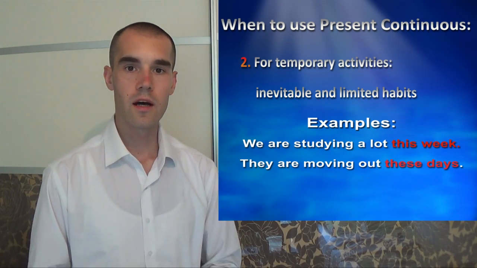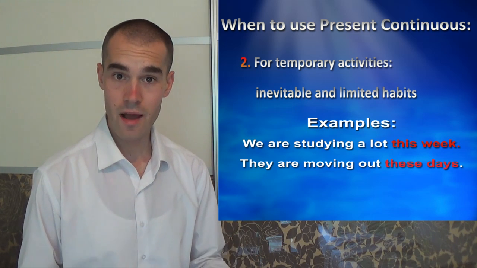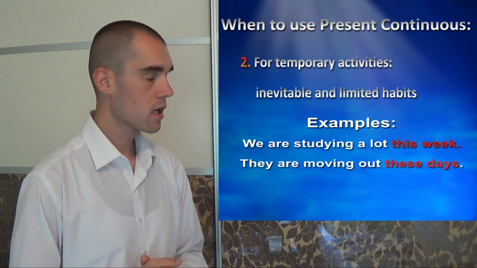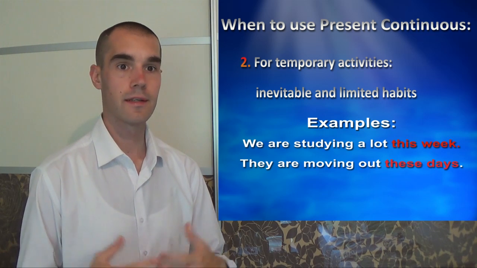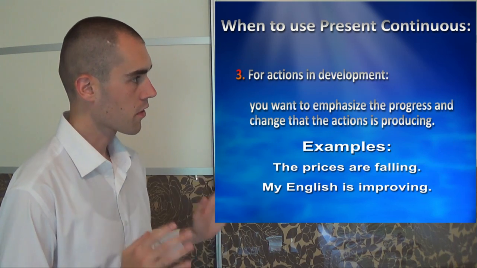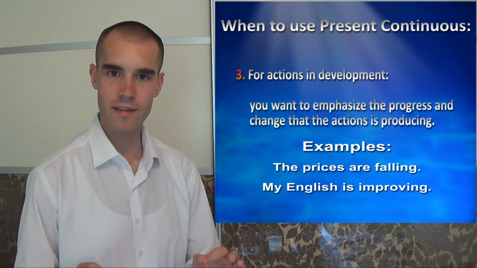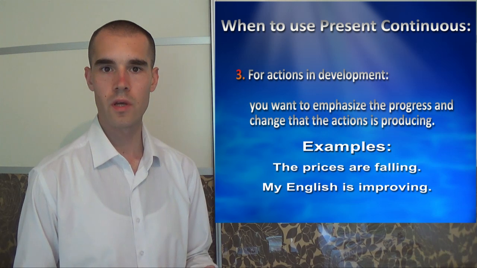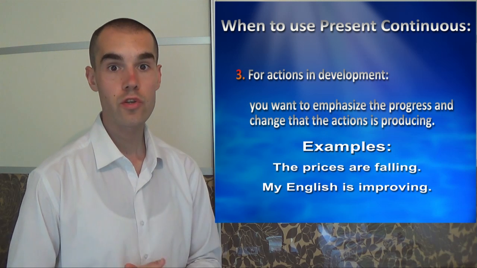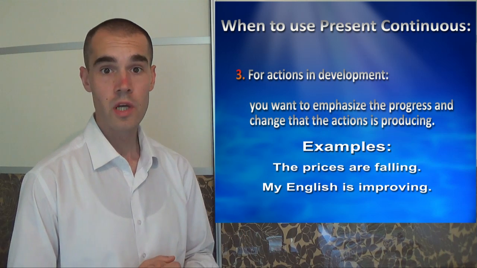On the second place are temporary activities. So that are activities which are not happening right now, but they are happening somehow at the time about now. Okay, we use it often with adverbs like these days, this week, and so on. On the third place, there are activities in development, something that is happening right now, but it cannot stop at the very moment when you want it to stop. It is developing, okay, it is going on, independently of whether you want it or not. Like the prices are falling, it's happening now but very slowly, and it's going to continue.